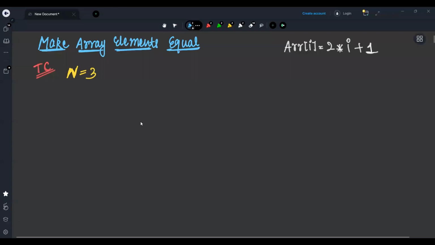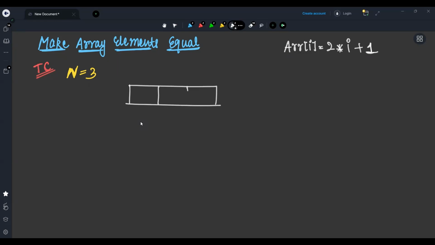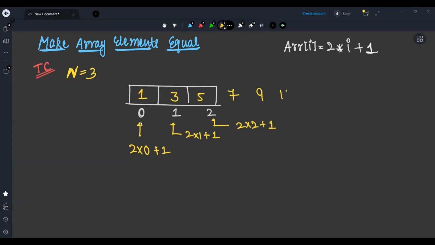Let's say I have n equal to 3. So for n equal to 3, what will be the array? The array will have three elements. Let's say I have the 0th index, 1st index, 2nd index. For the 0th index, it will be 2 * 0 + 1, that is 1. Similarly, for the 1st index, it will be 2 * 1 + 1, which is 3. Similarly, for the 2nd index, it will be 2 * 2 + 1, that is 5. Similarly, here 7, 9, 11, and so on. That means we are taking odd numbers. So this is clear now.